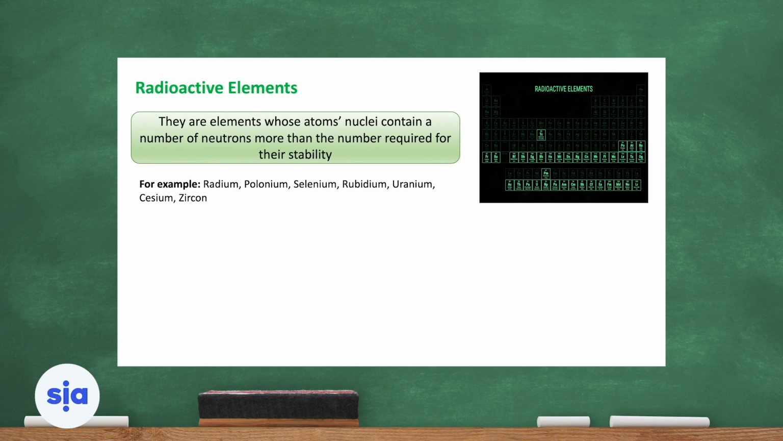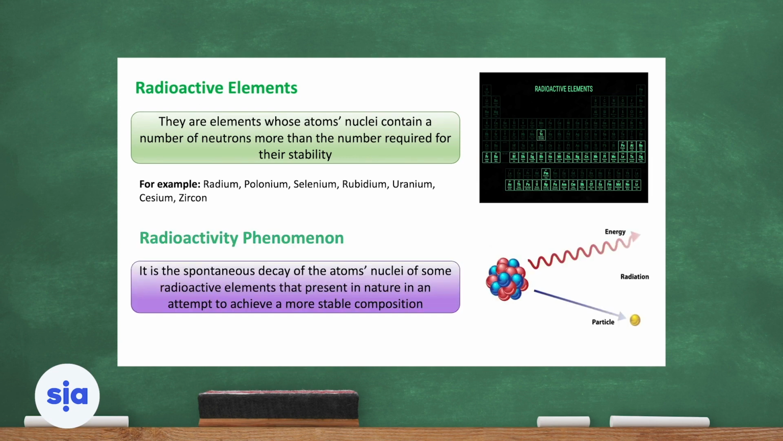Examples for radioactive elements: radium, polonium, selenium, rubidium, uranium, cesium, and zircon. Again, radioactivity phenomena, if we want to define it, it is the spontaneous decay of the atom's nuclei of some radioactive elements present in nature in an attempt to achieve a more stable composition.